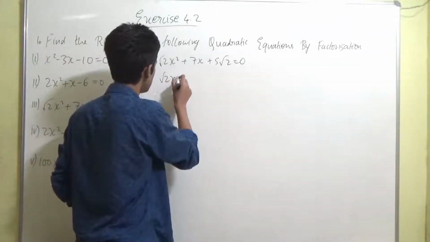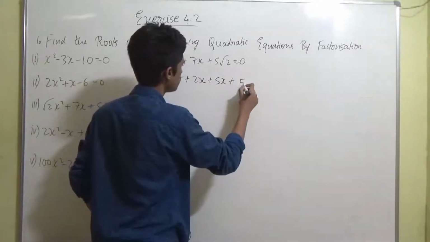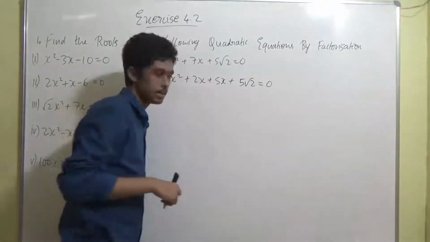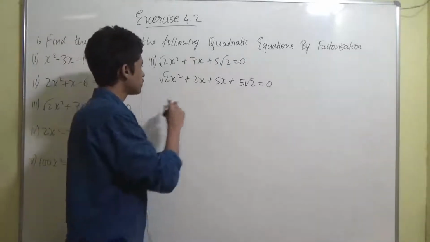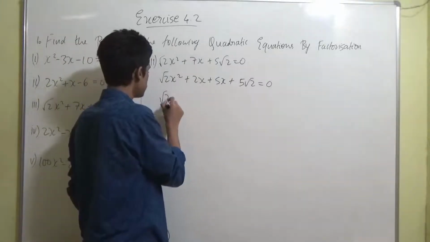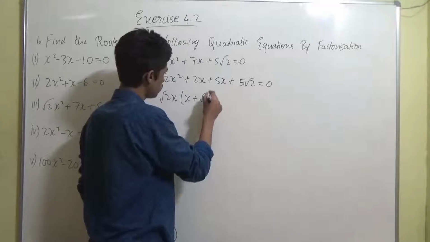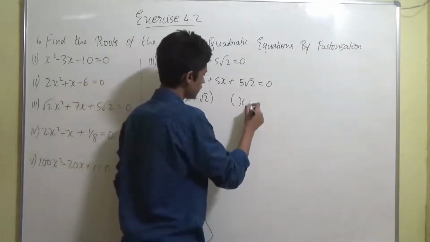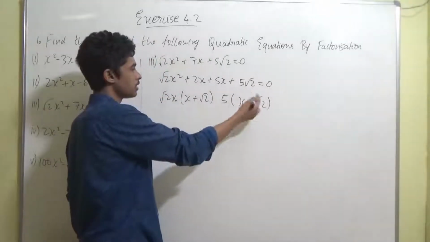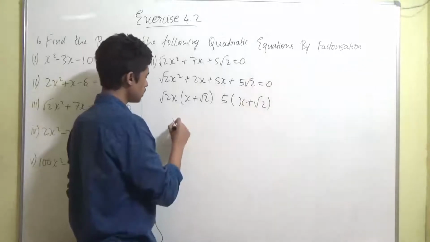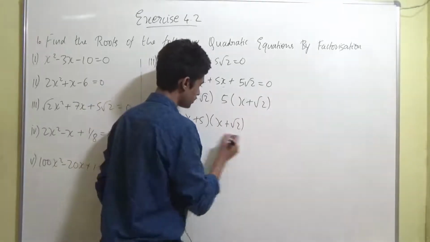So you'll split it like: root 2 x square plus 2x plus 5x plus 5 root 2 equal to 0, right? Now we'll start taking the common after splitting it like this. I'll take root 2x as common, so here it is x plus root 2. This thing you'll write the same here as well. Here, if you see, 5 will be common, right? When you multiply 5 with both the terms, you're going to get these two terms here. So now the final factored equation is like this.